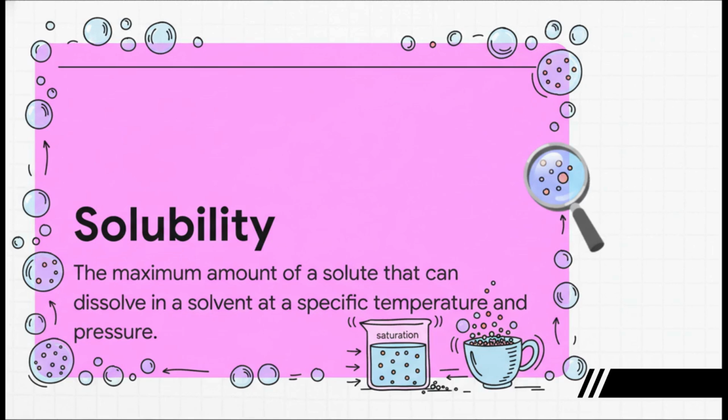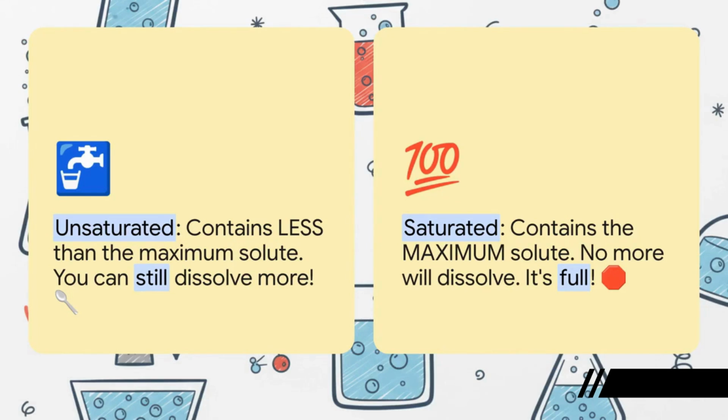Solubility is the limit. It's the absolute maximum amount of something you can dissolve into a liquid under a very specific set of conditions. Think of it like a breaking point, where the liquid just says, "All right, I'm full, no more." And this leads us to two basic types of solutions.